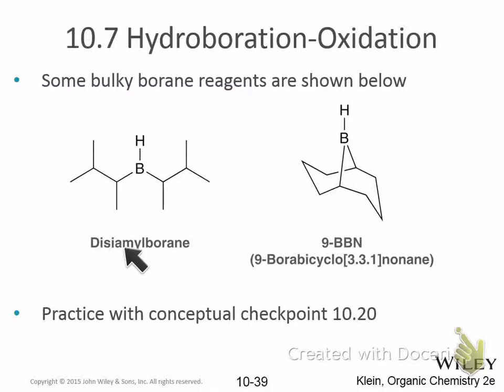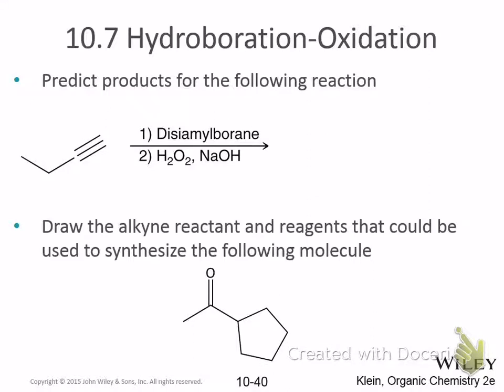I can't even say it. It's a diisoamyl, but it's a secondary isoamyl. So it's a di-secondary isoamyl borane. Or this BBN, which is 9-borabicyclononane. Anything that looks like this with two alkyl attachments to a boron will work for this kind of reaction. Whether it looks like this or like this, the whole purpose is to add steric hindrance, one, and two, to prevent the secondary addition of a boron. So each boron can only add once.